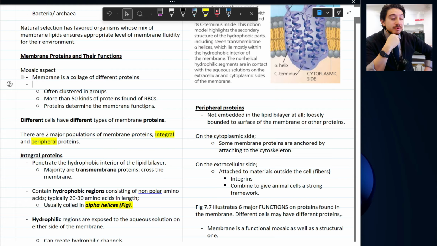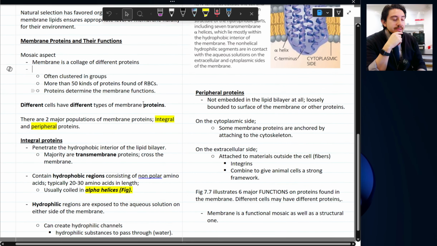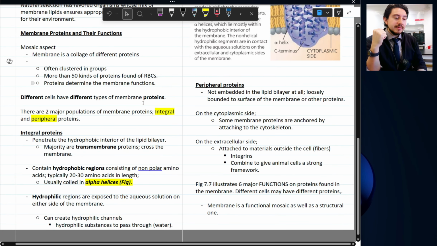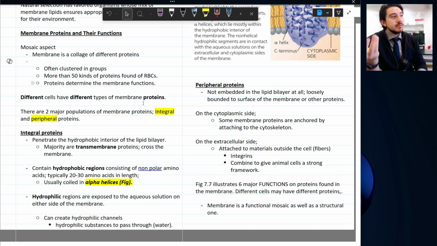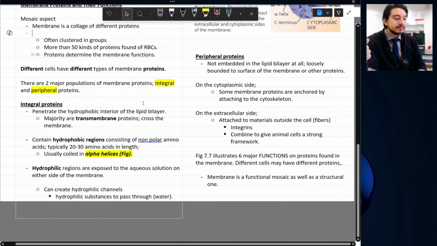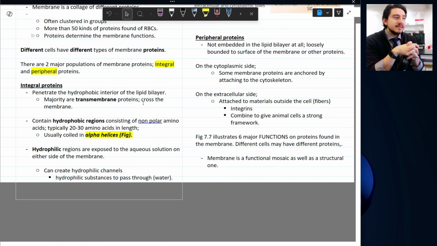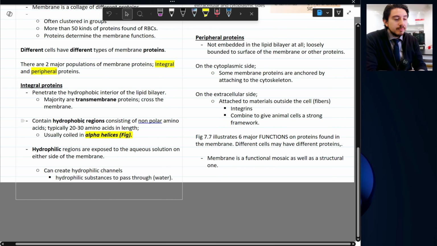You can have 50 kinds of proteins on red blood cells only, right? So ultimately, what you need to know is that the proteins that you find in the cell membrane can help determine what the membrane does and the overall cell does. Okay, so different cells have different types of membrane proteins. In general, the proteins can be categorized into two types. Okay, you have integral proteins and peripheral proteins.